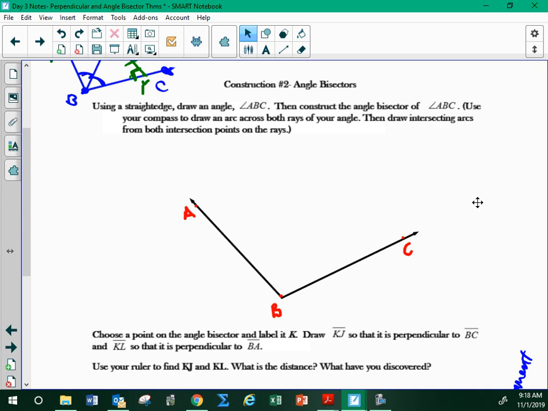Some of you will use it for your construction. I will take out my personal compass that I bought off Amazon when I first started teaching. That's super awesome. And I'm going to check to see if you used A and C. I will know if you used A and C. Do not use them. They're only there to label your angle.